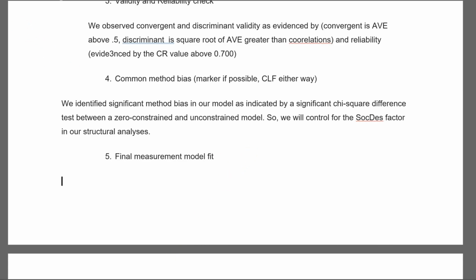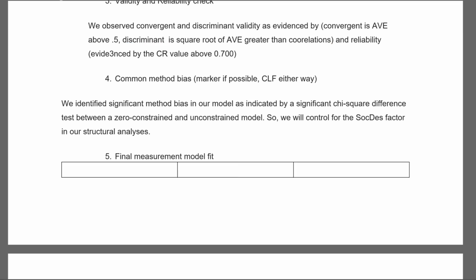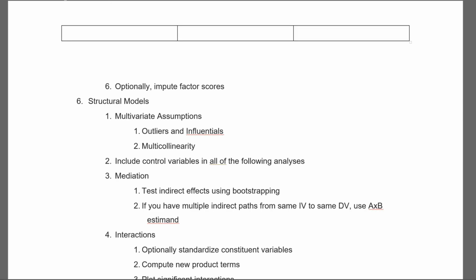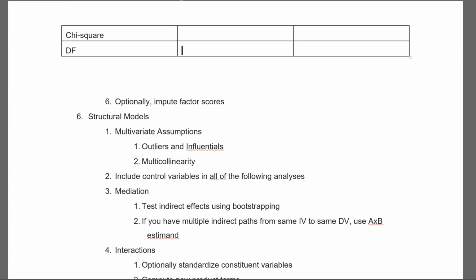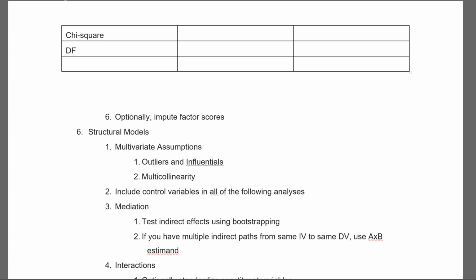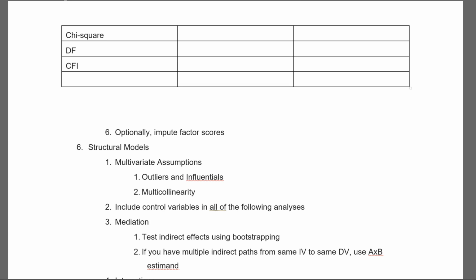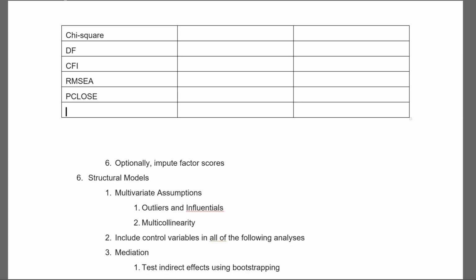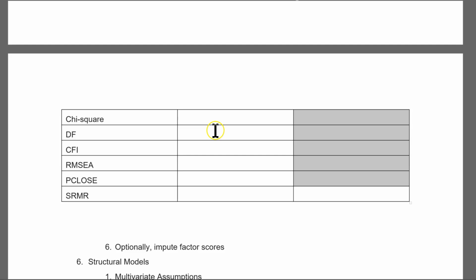And we do it in a nice little table that looks something like this. It's the insert table, measure, observed, desired, or threshold, something like that. Threshold. And so that'd be like chi-square, DF, CMIN, CFI, RMSEA, P-close, SRMR, something like that. And you go get the thresholds for these, which are on the stat wiki.